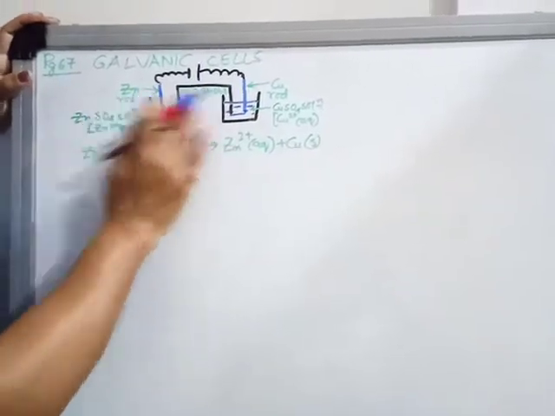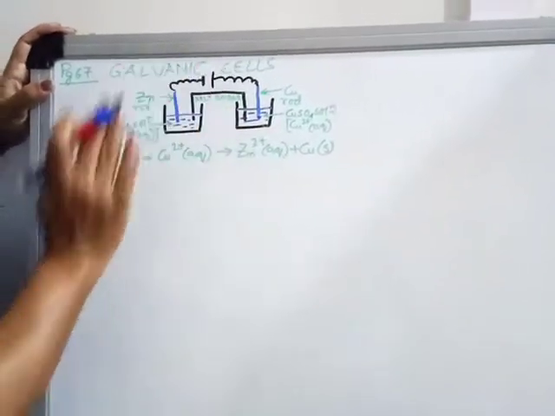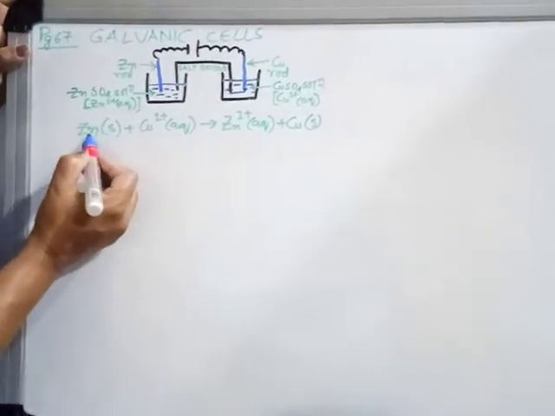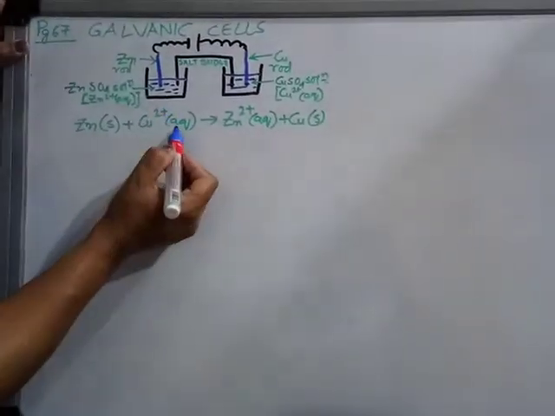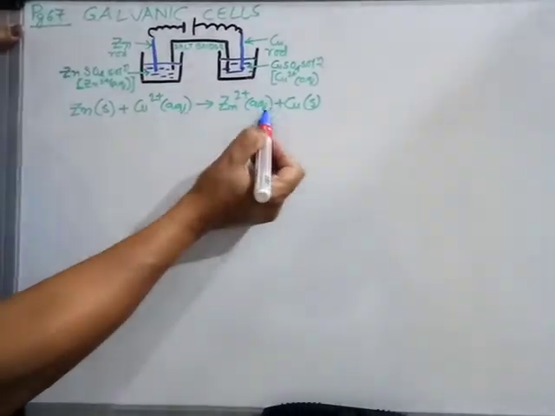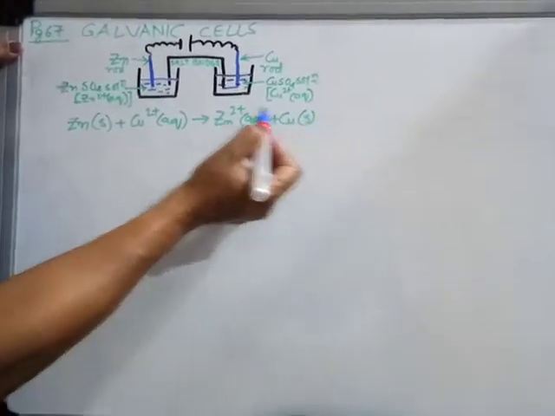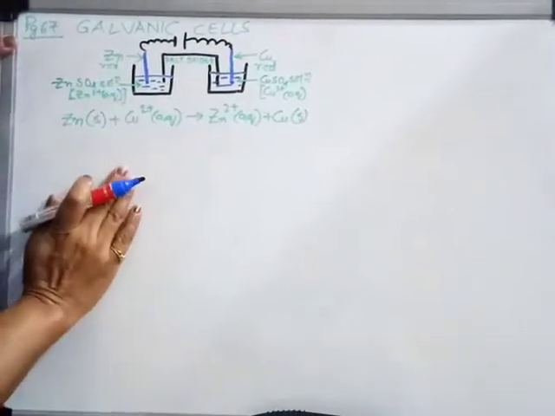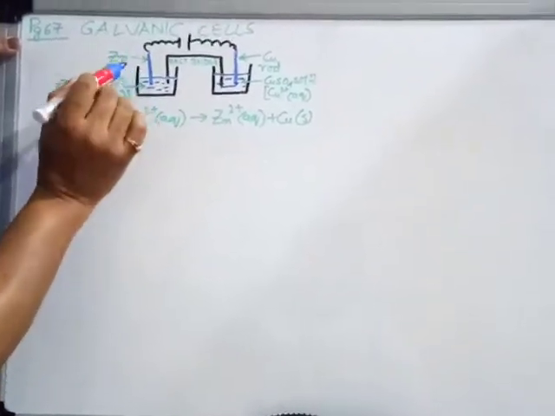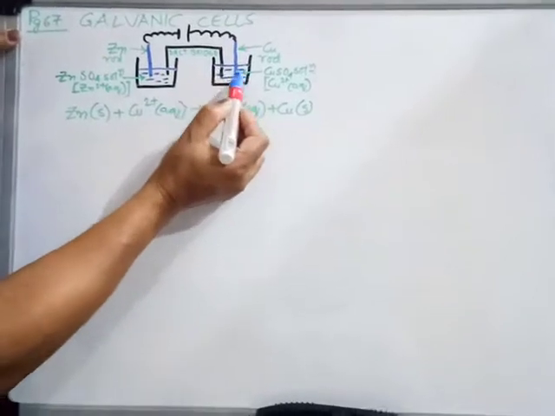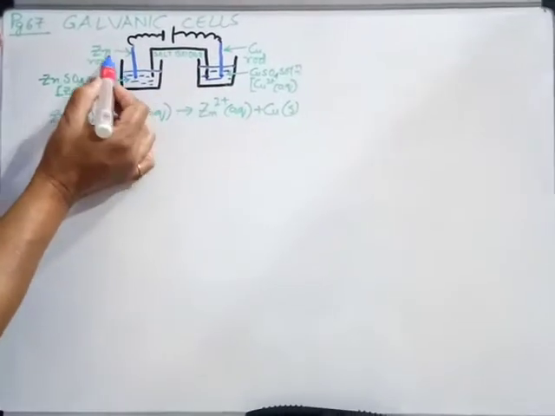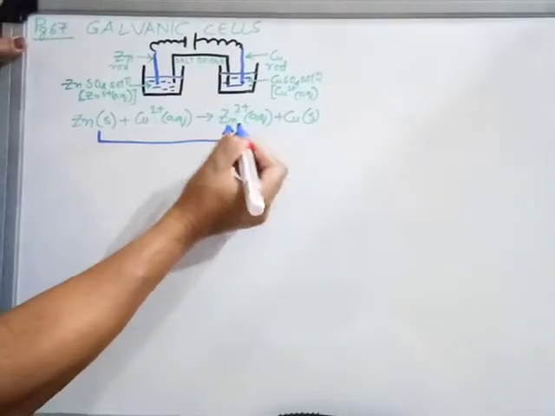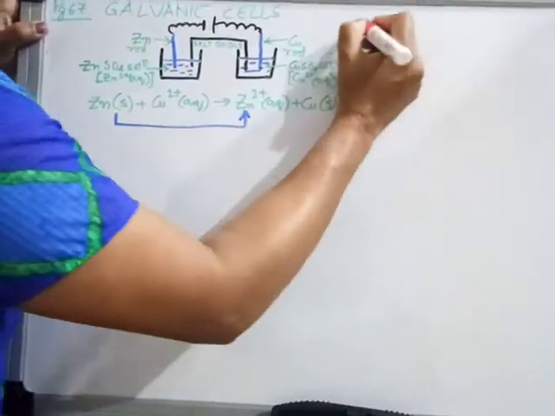So when this cell starts working with the help of this electricity, it gives us this particular equation: Zn(s) + Cu2+(aq) giving Zn2+(aq) + Cu(s). So you see, this is the entire equation for the entire cell that is working, but separately something is working out here and separately something is working out here. Since zinc is in zinc sulfate, there is a connection between these two.